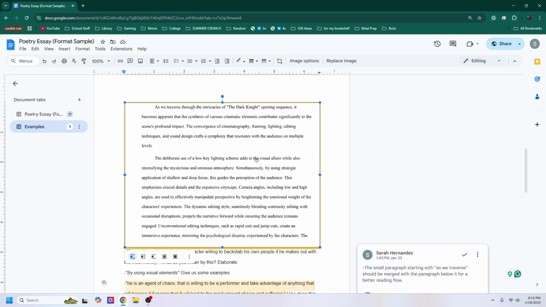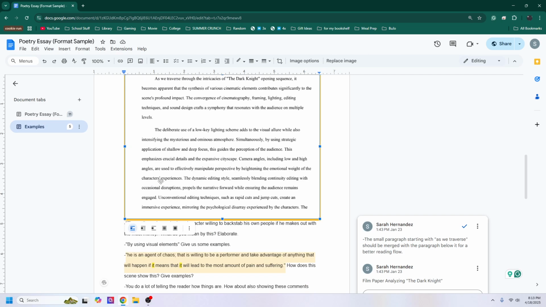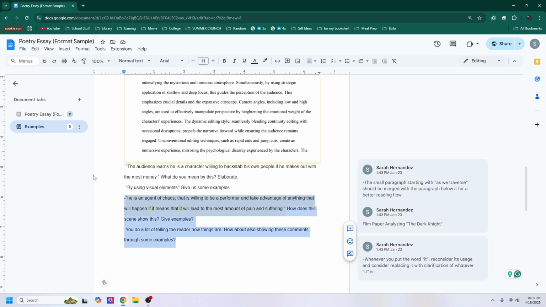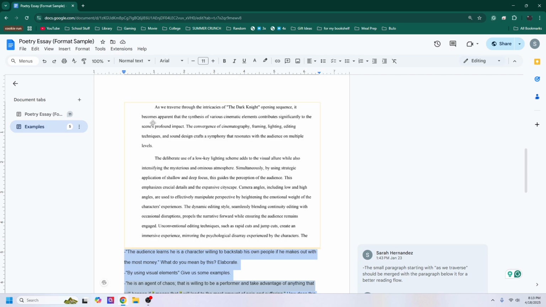This is a picture of a film paper analyzing The Dark Knight, and these are some feedback I gave him. Now, the first one, he has a very small paragraph starting with "as we traverse." Honestly, this paragraph and the paragraph below it go together really well, and if you just merge them together, it would flow better. This, on its own, sounds very choppy, unfinished, incomplete, so I would merge it down.